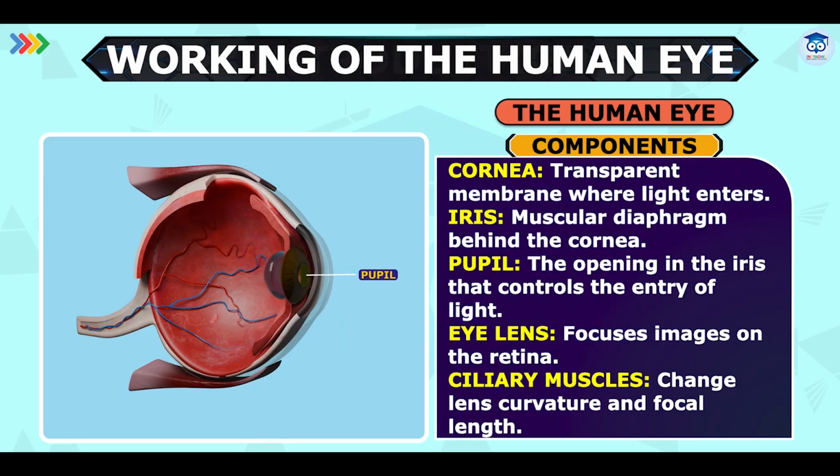In dim light, the pupil widens to let in more light. In bright light, it narrows to reduce the light entering the eye. This automatic adjustment protects the eye and helps maintain clear vision in different lighting conditions.